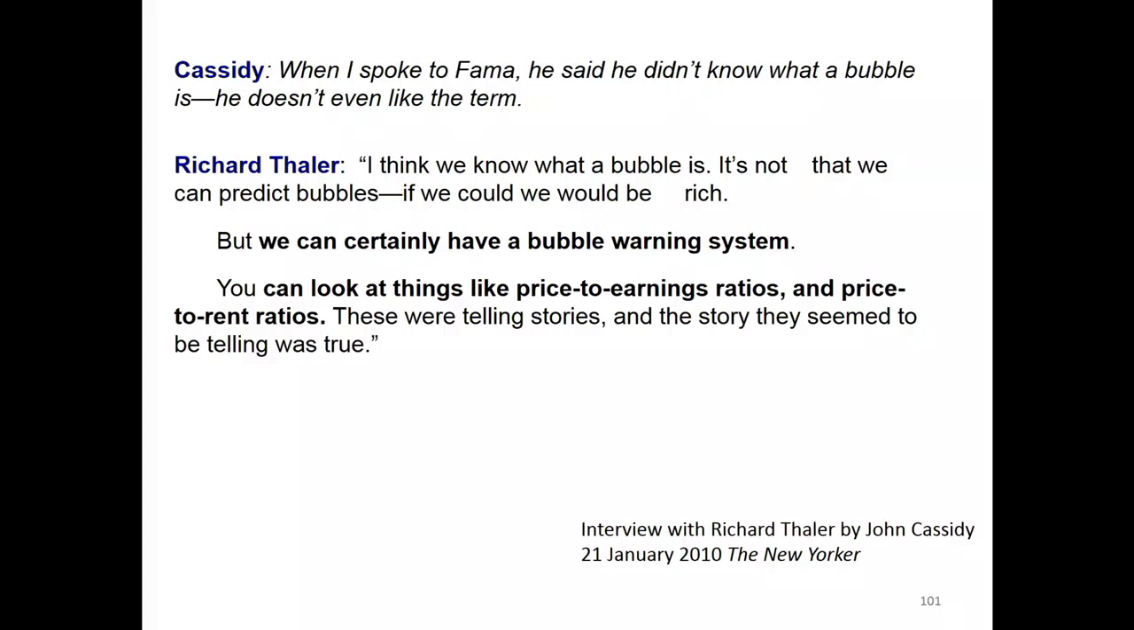And so Richard Thaler... when John Cassidy, the reporter, spoke to Farmer, he said he didn't know what a bubble is. He didn't even like the term. And Richard Thaler, who won a Nobel Prize a couple of years back, says, I know what a bubble is. It's not that we can predict bubbles. If we could, we would be rich. But we can have a bubble warning system. You can look at things like price to earnings ratios, price to rent. These were telling stories, and the stories they were telling seemed to be true.